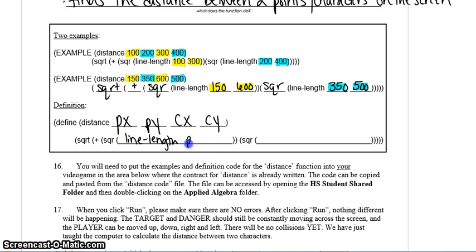Hopefully you're thinking px and cx. Those are the first and third inputs. Those are the two x coordinates. And for the second blank here, we need the line length function again, but this time we're using the two y coordinates for our inputs, py and cy, the player's y coordinate and the other character's y coordinate. So that concludes the two examples in the definition here for our distance function.